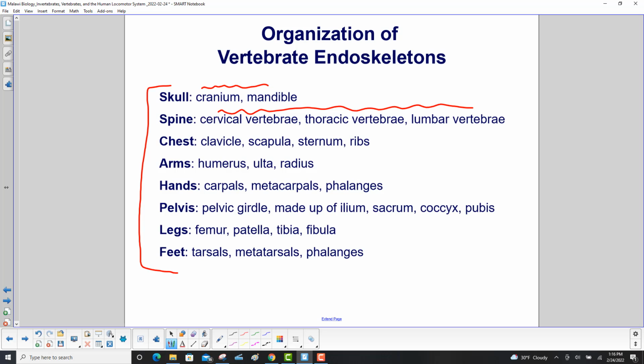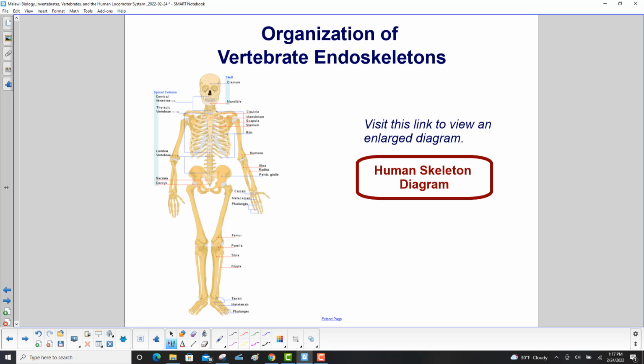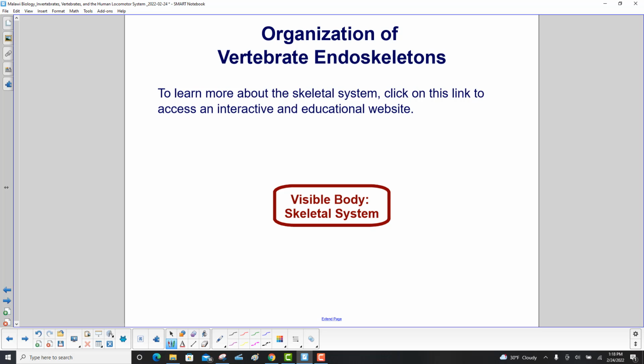I'm not going to read through them, but if you'd like, just pause for a second and see if you recognize any of them. Okay, well here, ribs, that's an easy one. So when you're ready, proceed on to the next slide. Here's a picture of the human skeleton. Can't really see what's going on there, but if you'd like to click over here, you can see it in more detail. To learn more about the skeletal system, click on this link to access an interactive and educational website.